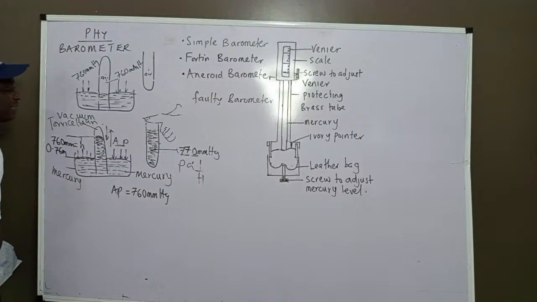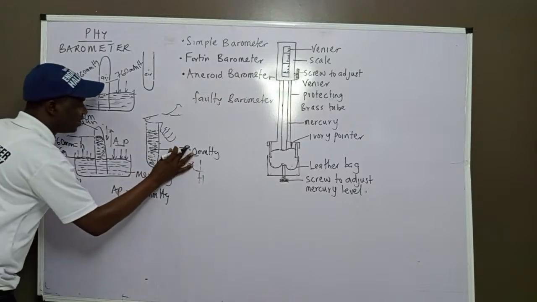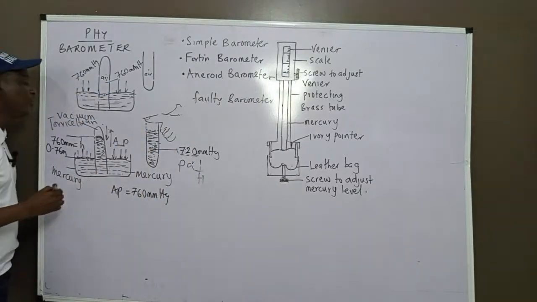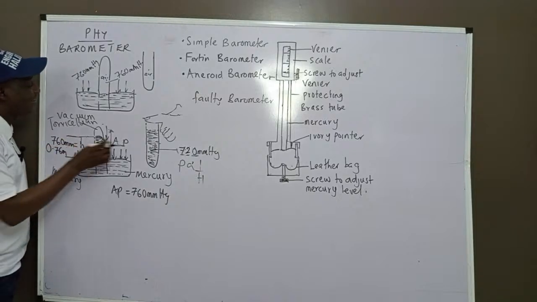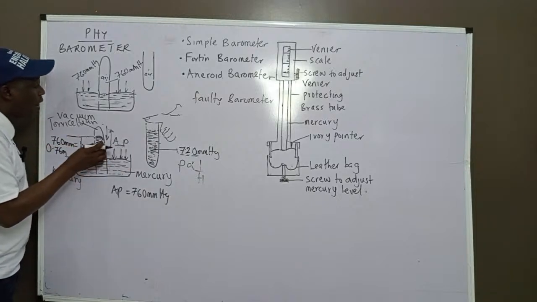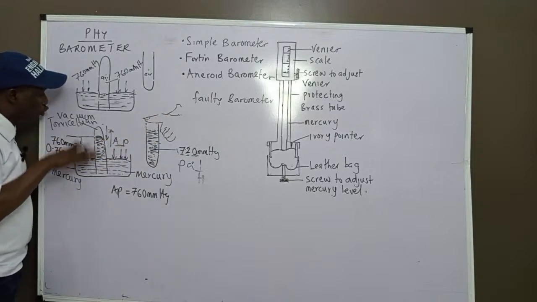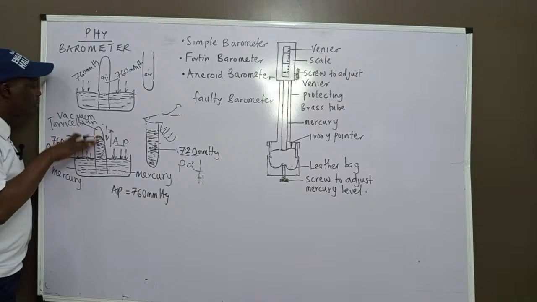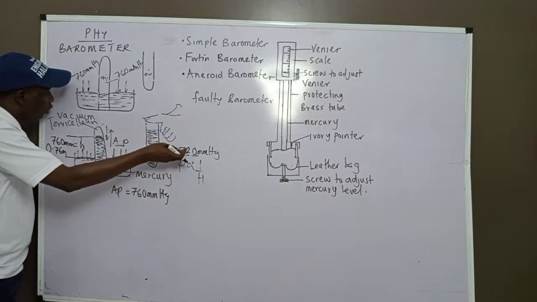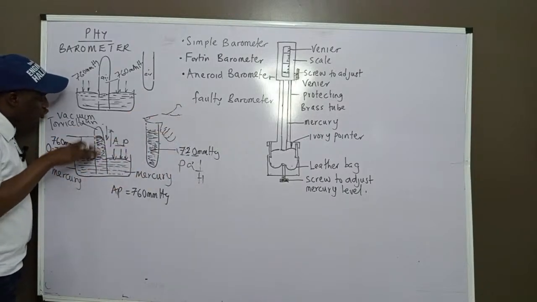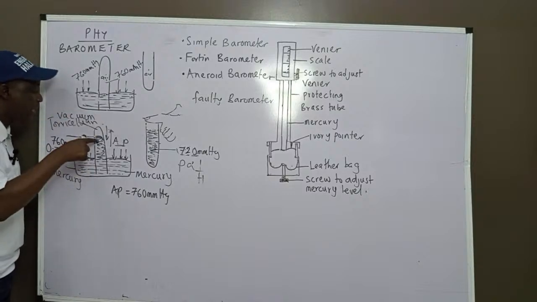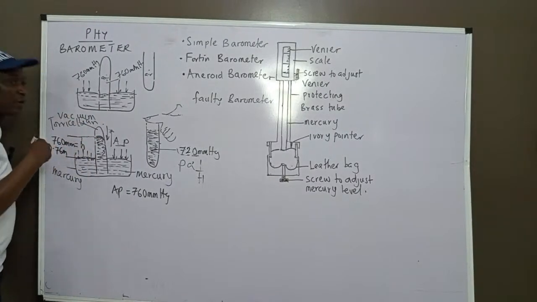What about if it is lower, maybe 720, for instance? If it's 720, it means that the pressure has to be raised. That means that this mercury column has to drop, so that when the mercury column drops, the pressure is raised. So we need to drop the height. It will not fall; there will not be a fall in the mercury.